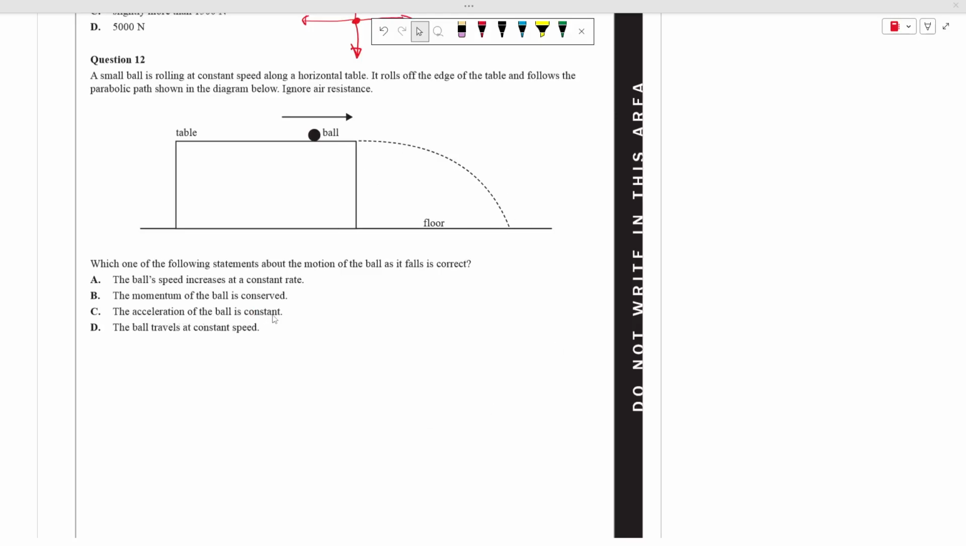The acceleration of the ball is constant. Now that's true because, I mean, there's no horizontal acceleration, but there is this vertical acceleration due to gravity, and that's a constant. Okay, that's just g equals 9.8. So that's the most correct answer so far. The ball travels at a constant speed. That's just wrong because it does speed up in the vertical direction. So I think C is the correct answer there.